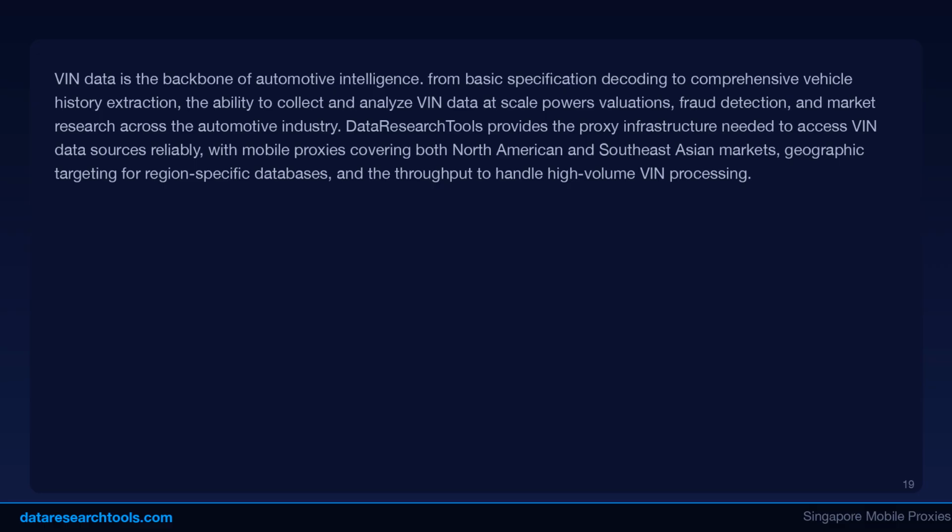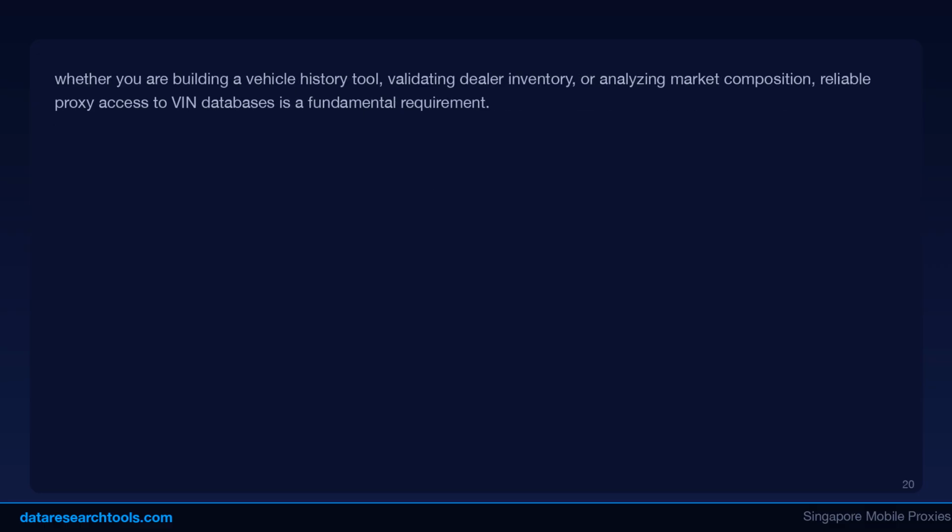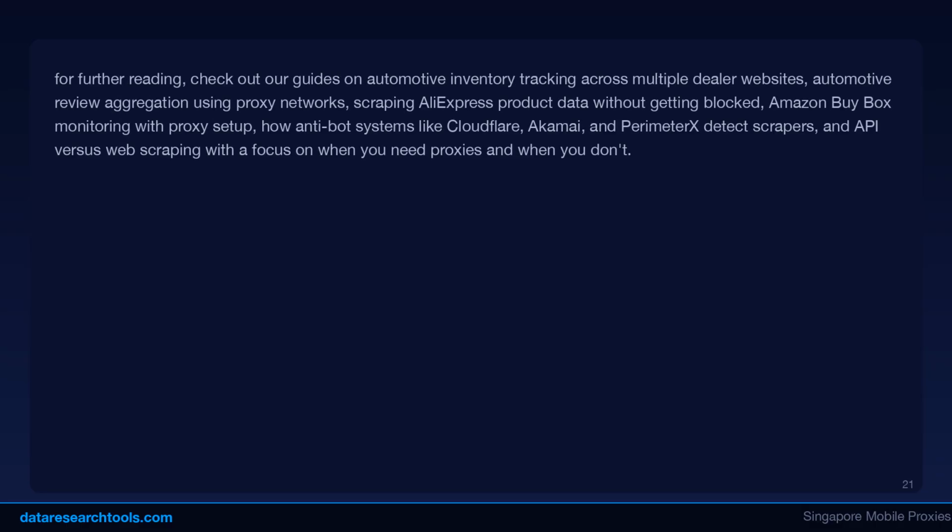Data research tools provides the proxy infrastructure needed to access VIN data sources reliably, with mobile proxies covering both North American and Southeast Asian markets, geographic targeting for region-specific databases, and the throughput to handle high-volume VIN processing. Whether you are building a vehicle history tool, validating dealer inventory, or analyzing market composition, reliable proxy access to VIN databases is a fundamental requirement.